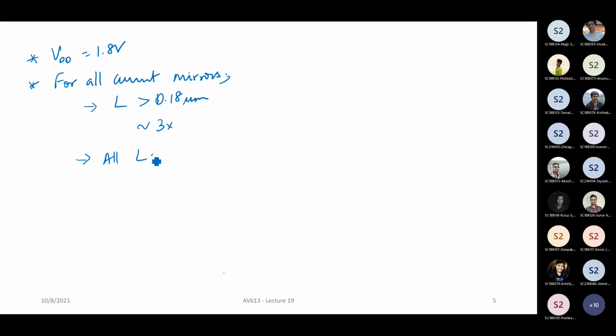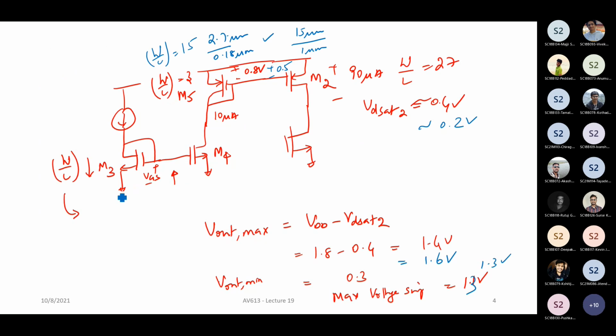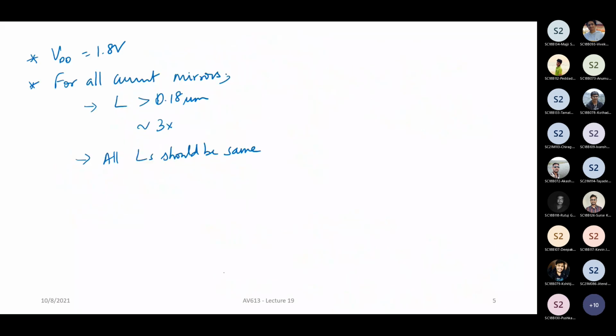all L's should be the same. Okay. So for example, if you are having 1 micrometer here, this also should be 1 micrometer. If you're having 2 micrometer here, this also should be 2 micrometer. Don't scale the L's. This is what we have already seen in current mirrors. And the only thing is you just need to scale the width, because in LTSpice you don't have the option to enter multipliers and so on. Just scale the width directly.